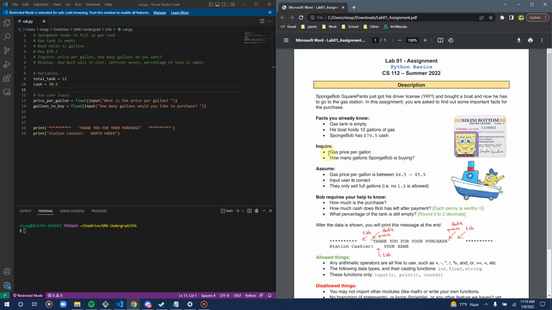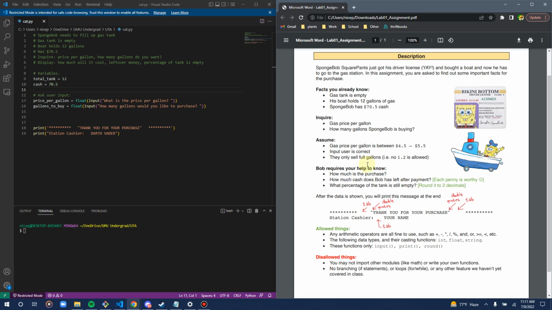So we are going to inquire what the current price per gallon is for the gas, and also how many gallons SpongeBob will be buying. With that information, we need to perform some programming magic to determine how much the total purchase will be, how much cash SpongeBob has left over after payments, and what percentage of the tank is still empty. You will also want to display at the end, after all of that, thank you for your purchase, station cashier, and then your name. And then it gives some disallowed and allowed things.